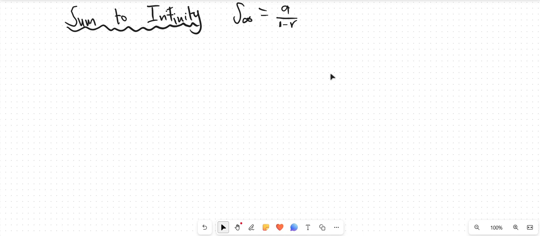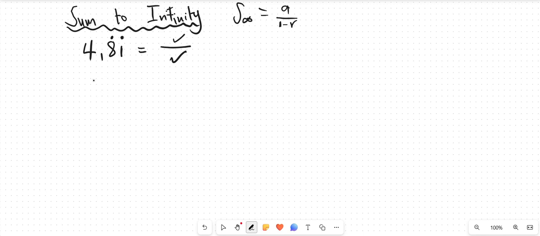So for example, if they give you a rational recurring number like 4.81, where the 8 and the 1 are the ones recurring, and they want you to find this, or they want you to represent this as a fraction, as something divided by something, right? So how do we go about doing this using our sum to infinity formula?